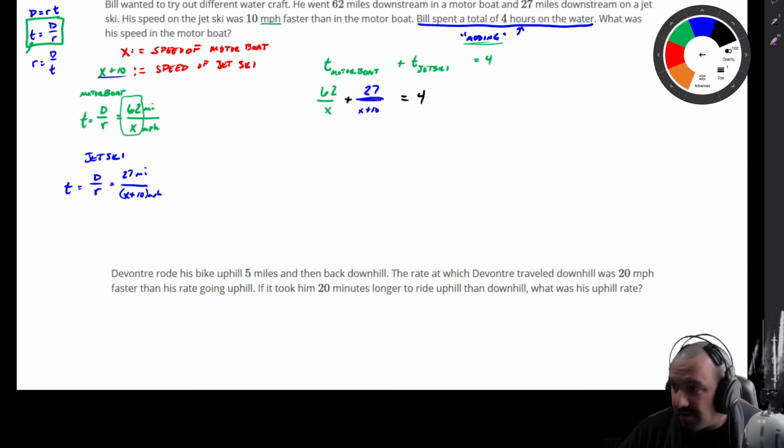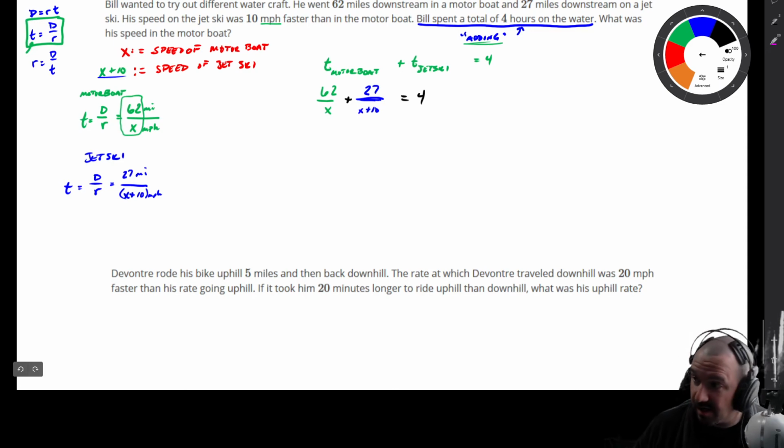You are now about 70% done with the problem. This is the hardest 70% of the problem. The rest of this is just solving, and it's relatively easy by comparison. At least in my opinion, I struggle with it.